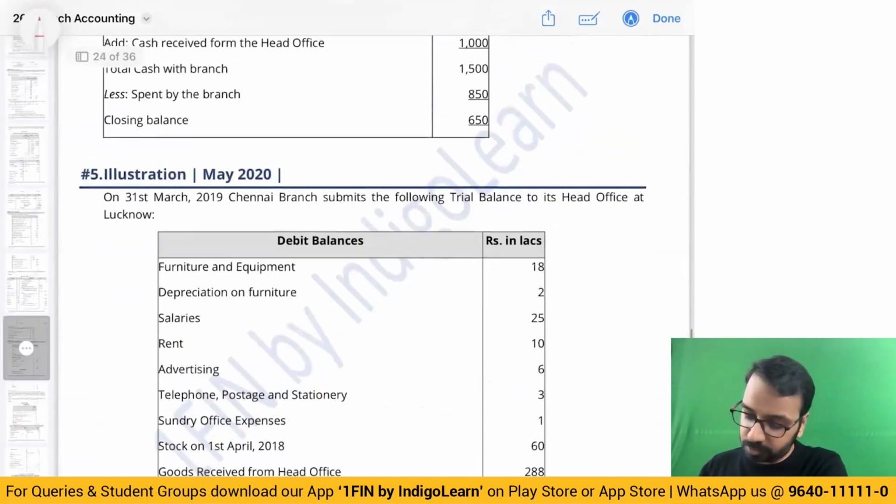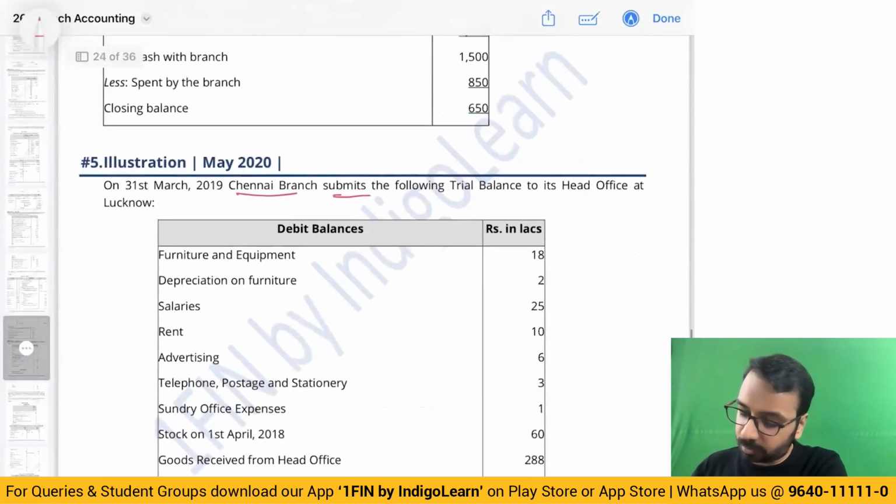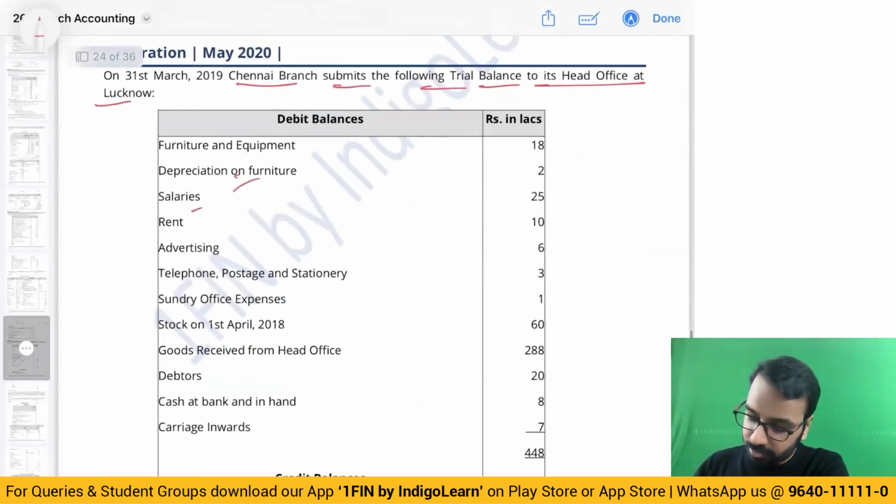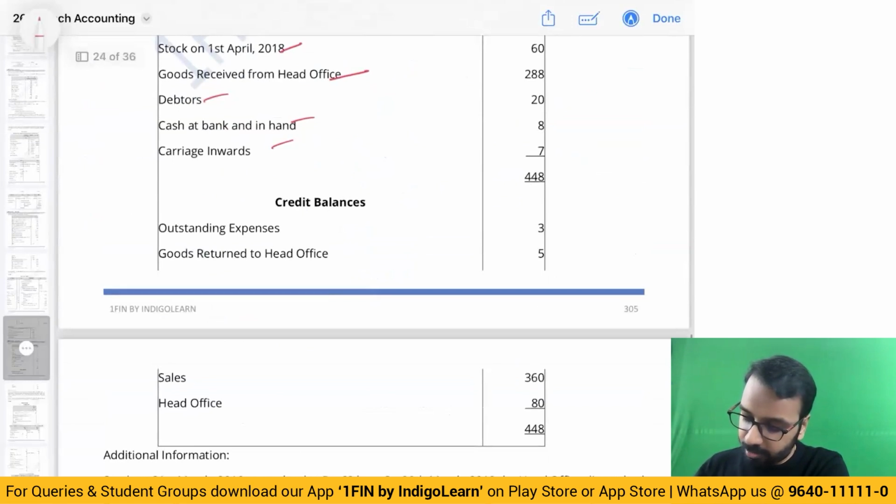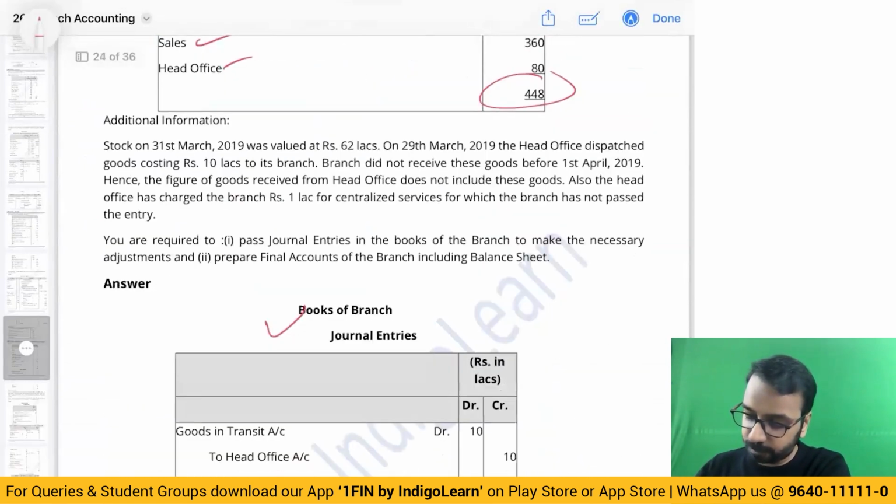Now here, on 31st March, the Chennai branch submits the following trial balance to its head office at Lucknow. Furniture, depreciation, salaries, rent, advertising, postage, sundry office expense, stock, goods received, debtors, cash, carriage inwards. Credit balances: outstanding expenses, goods return, sales, head office. So this is a matched trial balance.